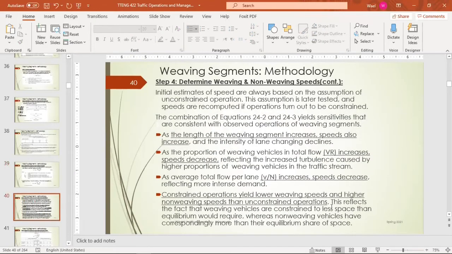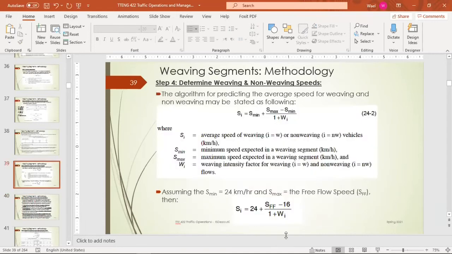Okay, step 4, we have to determine the weaving intensity. The factor here, guys, is the weaving intensity, WI. We can calculate the weaving intensity I, which can be for weaving or non-weaving. We have 2 types of traffic: weaving traffic and non-weaving traffic.